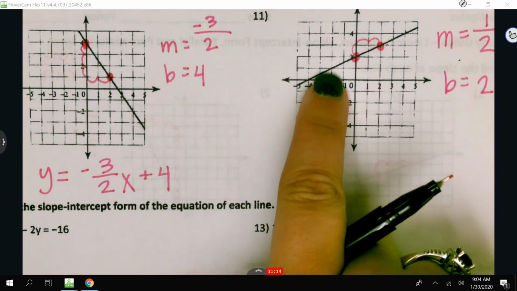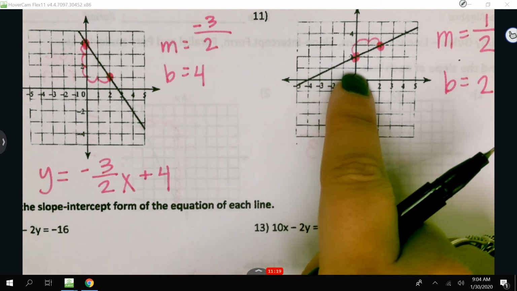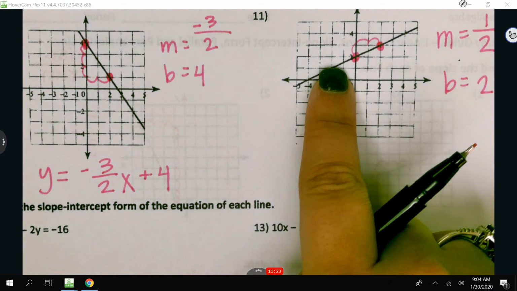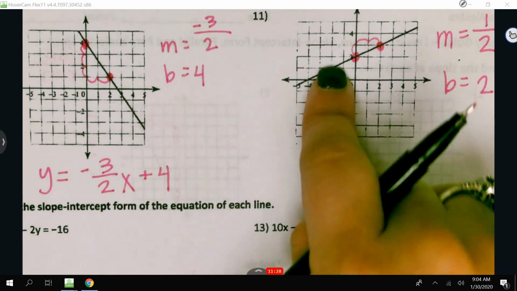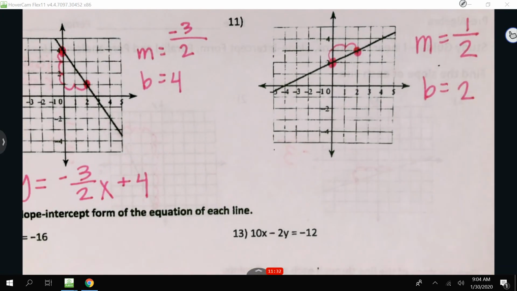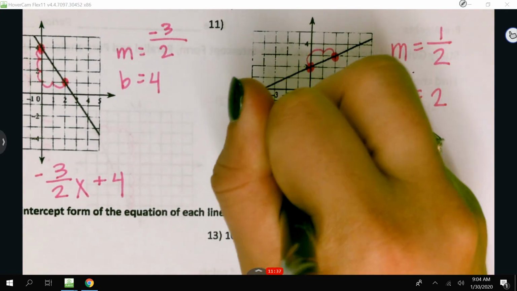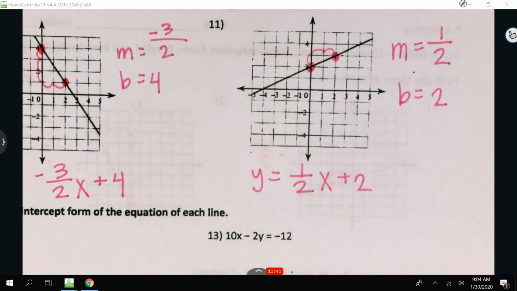Could you have chosen this point down here? Yes, you most certainly could have. And you would have gone down 1, which is a negative 1, to the left 2, which is a negative 2. So a negative 1 over a negative 2 is a positive 1 over 2. All right, so what's my equation? Y equals 1 over 2x plus 2. Good. Any questions?